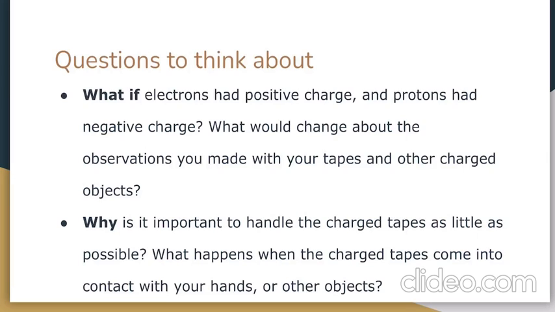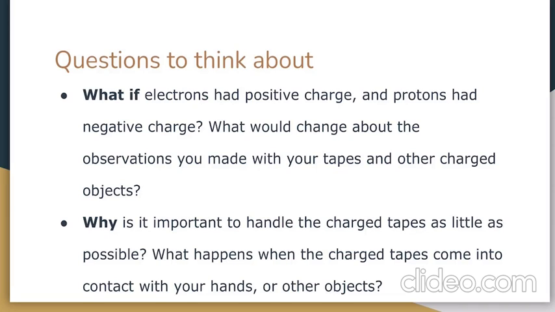Questions to think about. What if electrons had a positive charge and protons had a negative charge? What would change about the observations? Simply put, nothing would change. The interactions would remain the same. It's just that the charges are opposite from each other. So we will still have like charges and unlike charges, which will cause attraction or repelling.